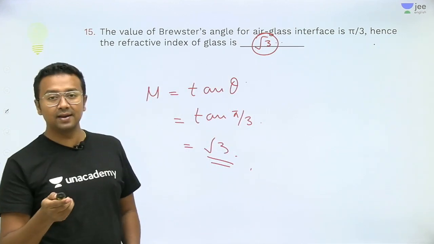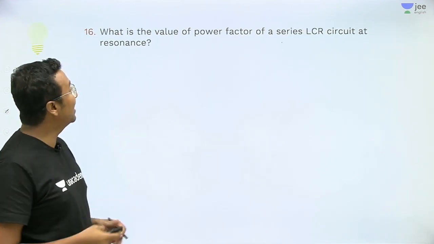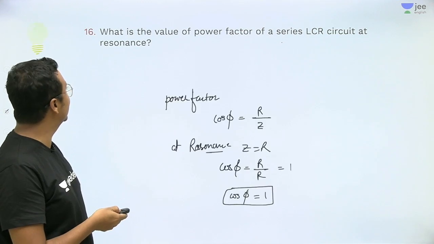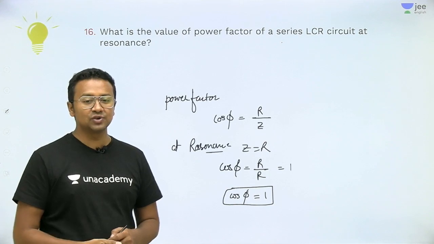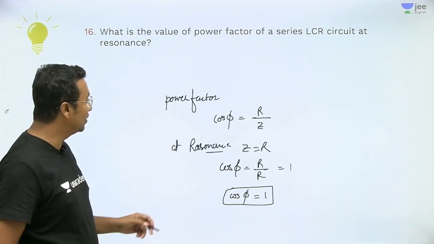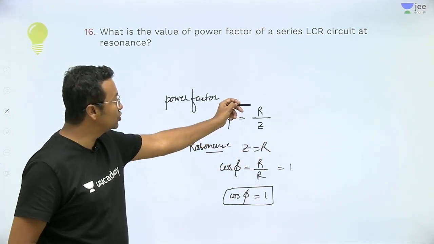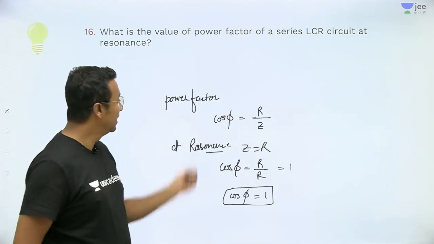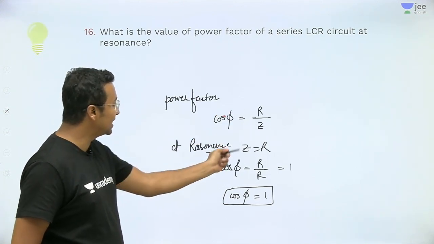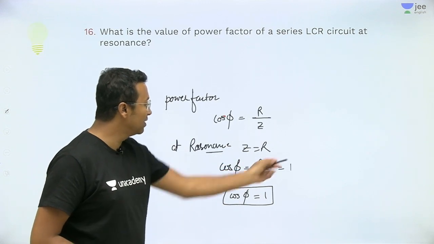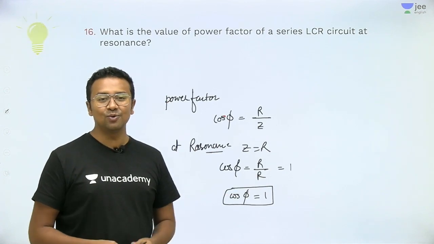Next question right away in front of you. What is the value of the power factor of a series LCR circuit at resonance? What happens at resonance? At resonance we know Z is equal to R, and power factor is equal to R divided by Z. So at resonance R is equal to Z, so R by R will be equal to 1. So cos of phi, that is your power factor, will be equal to 1.